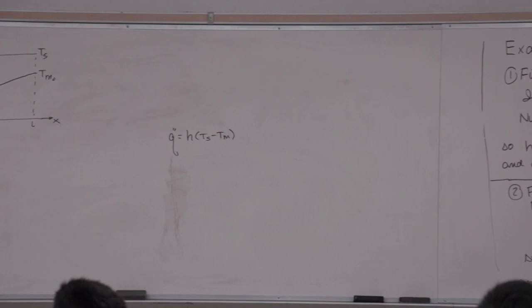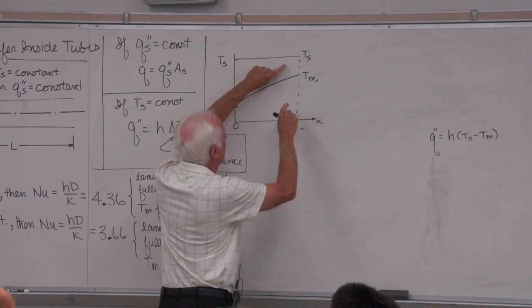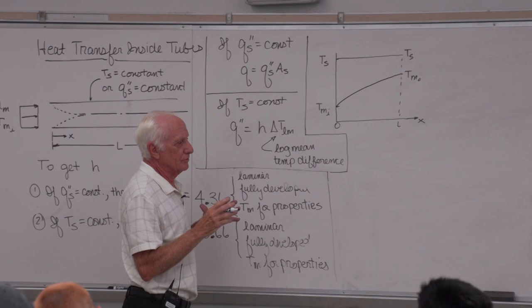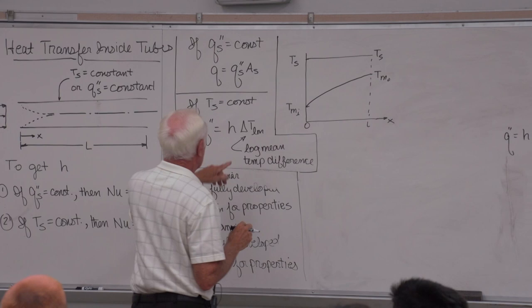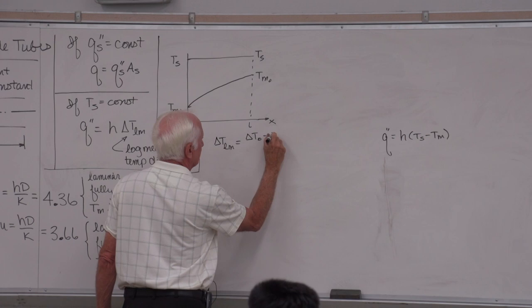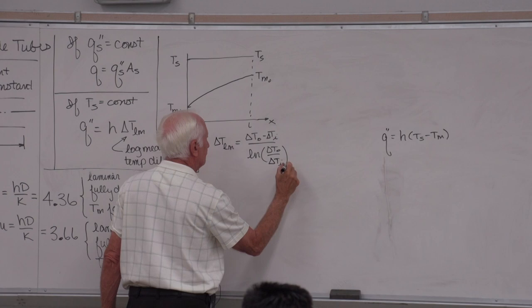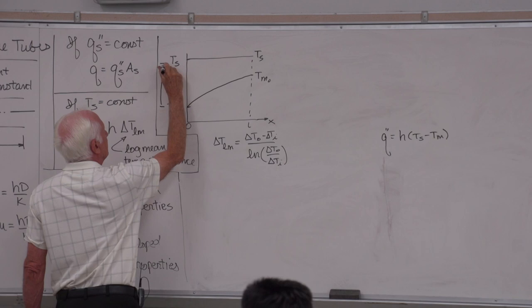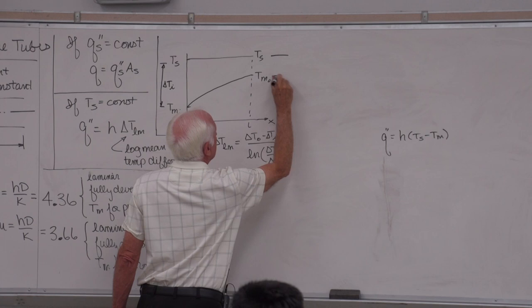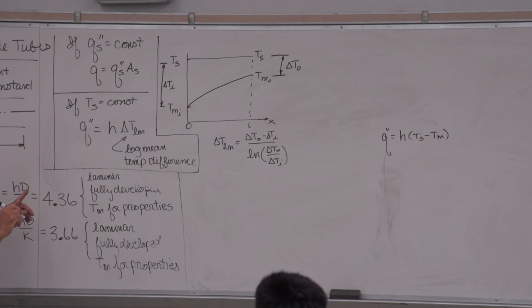So do you put in Ts minus T mean in here? Or do you put in Ts minus T mean out here? No, neither one. He goes through in the textbook and shows you what you should put in for that. And what it is is something called delta T log mean. Delta T log mean equals delta T out minus delta T in divided by natural log of delta T out over delta T in. So this is delta T in, and this is delta T out. Okay, so now you have that, you can find that.